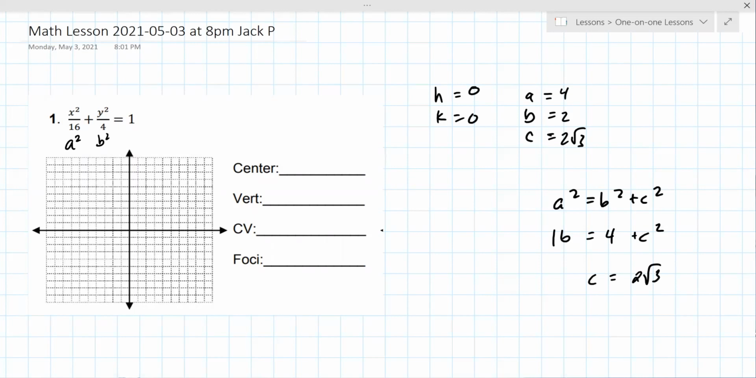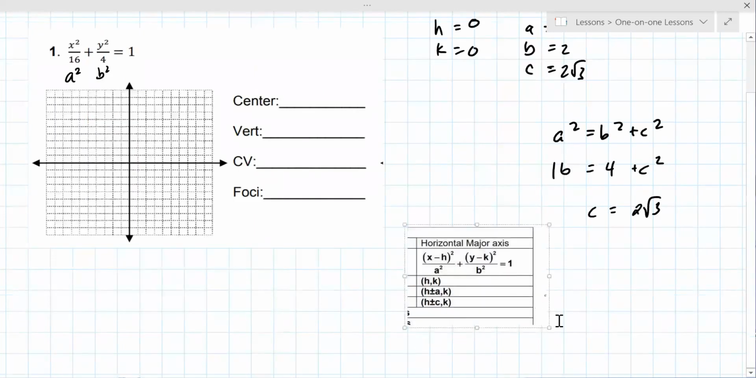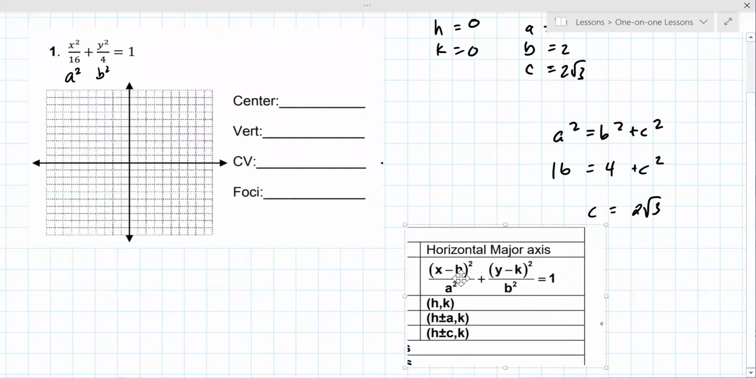So once you find those, the steps of finding all these things come down to these formulas here, which I'll snip in again. The center is HK, so the center is 0, 0.